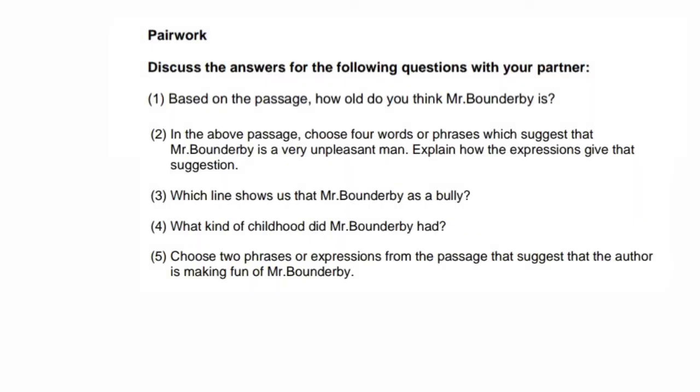And then you have a pair work. Actually, you have to discuss the answer with your partner, and around 5 questions are given here. Try to find out the answer, and if you feel it's so difficult to find out the answer, comment down. Sure, I will give you the answer there.